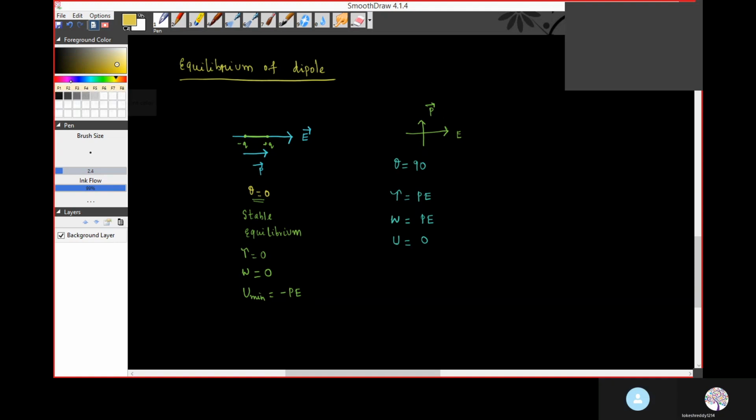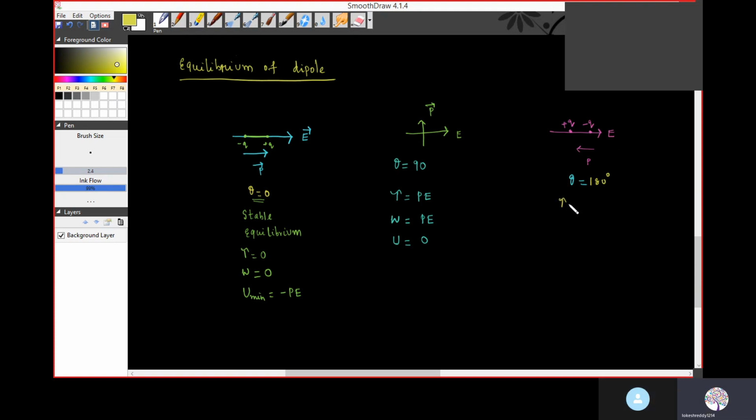Now electric field is in this direction, and P is in this direction. That means negative, minus Q is here, and positive Q is here, like this. Then here we say theta is equal to how much? Theta is equal to 180 here. Opposite direction, no? P and E.